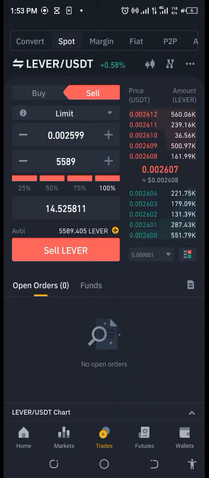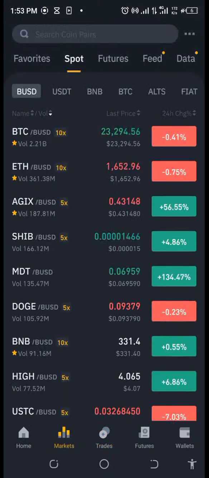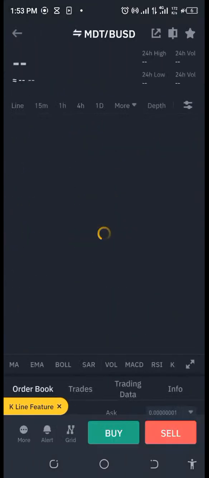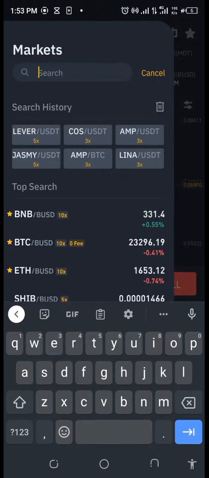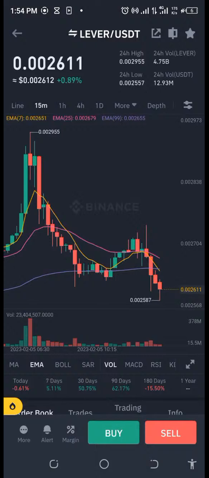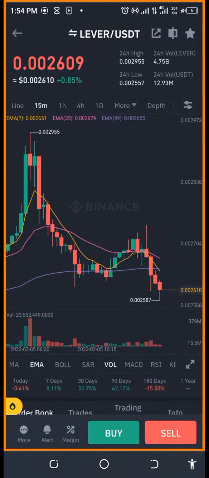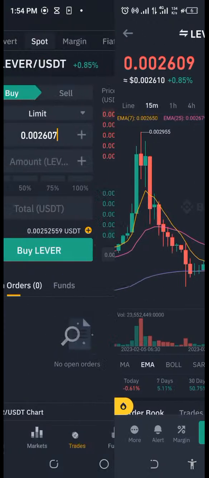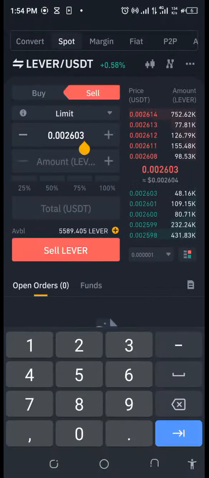Don't forget, let's go back to the all-time high, and then choose something slightly lower than that. So let's just click on this and go back to the all-time high of lever USDT. We have 2955. So I'm going to go and do 2655. Okay, so I'm going to take that to 2655.